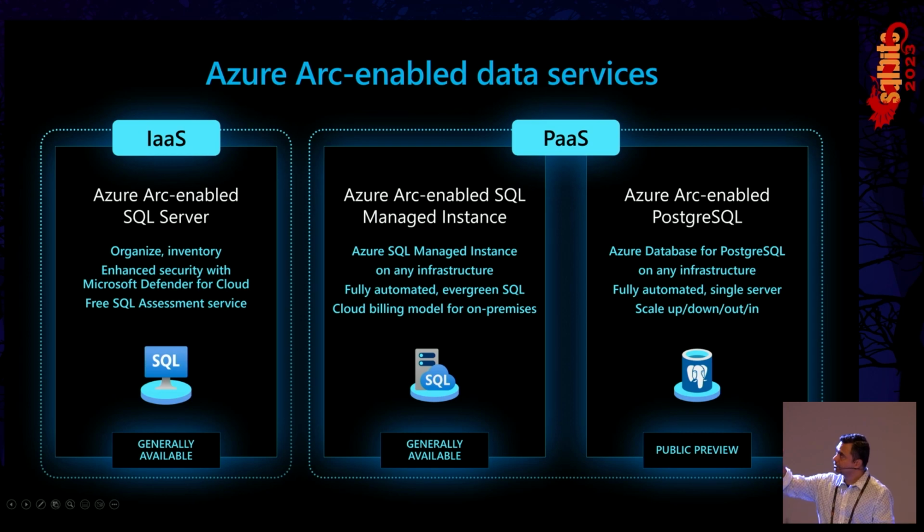So under the data services, which is our team, we have two offerings, right? The first one is the IaaS model, which we just talked about yesterday, the Arc SQL Server, and today we'll talk about the PaaS model. In this PaaS model, we have two database engines, SQL MI and Postgres. Postgres is in public preview, SQL MI is generally available, and we'll go into in-depth on SQL MI today.